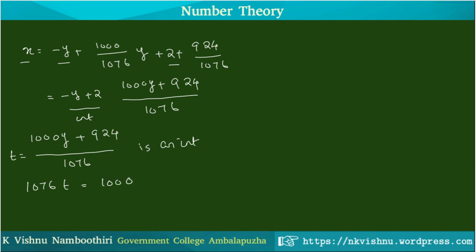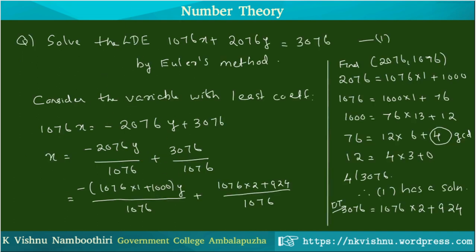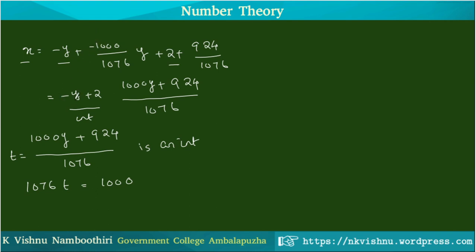Is this 1000y or minus 1000y? This is minus. Sorry, here there is a minus sign. This is negative. So 1076t plus 1000y equals 924.